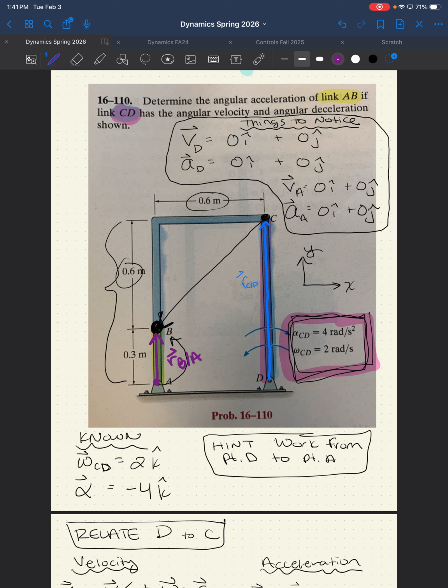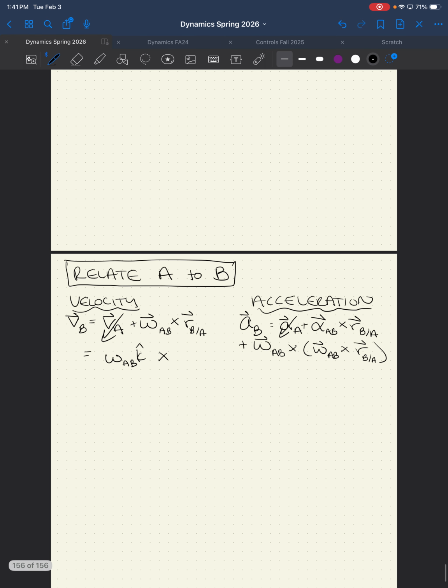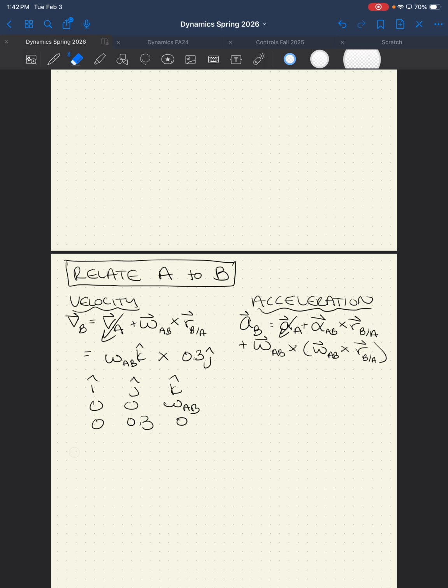But the plan going forward, which I'll finish in a separate video, is to set this acceleration of B that I just found equal to this acceleration of B. I'll set my I hat components equal to each other. That's one equation. I'll set my J hat components equal to each other. That's another equation. Then I'll do the same thing for velocity of B: set the I hats equal, set the J hats equal. That gives me 4 equations.